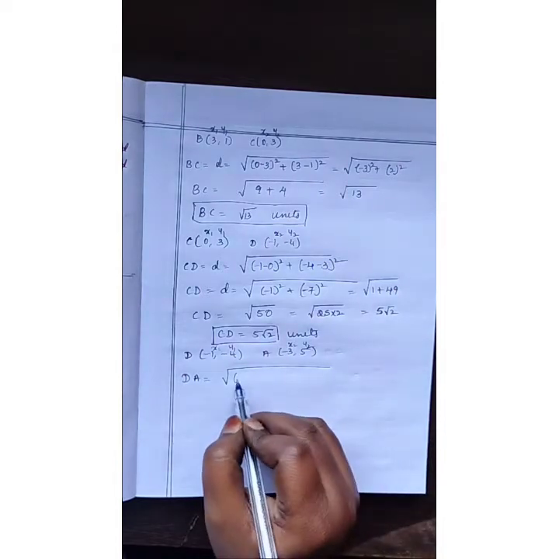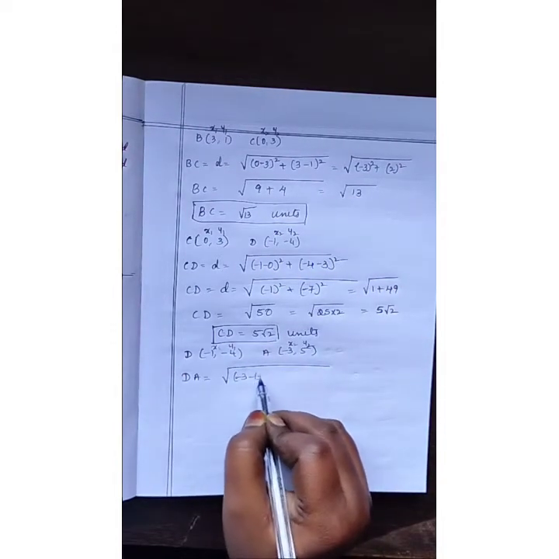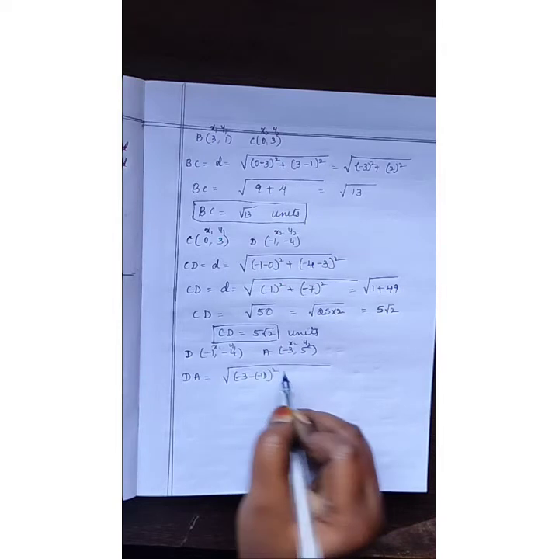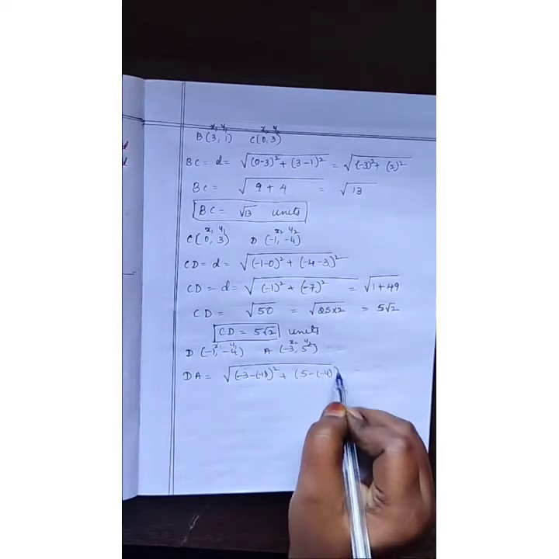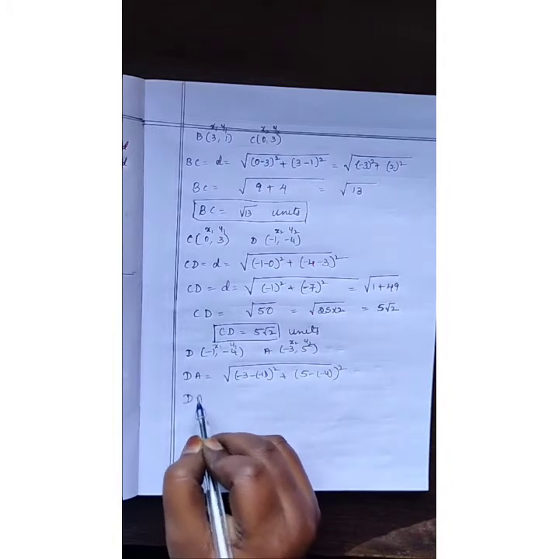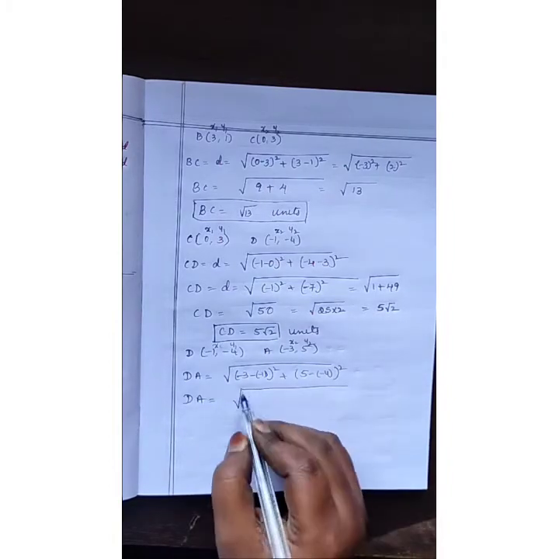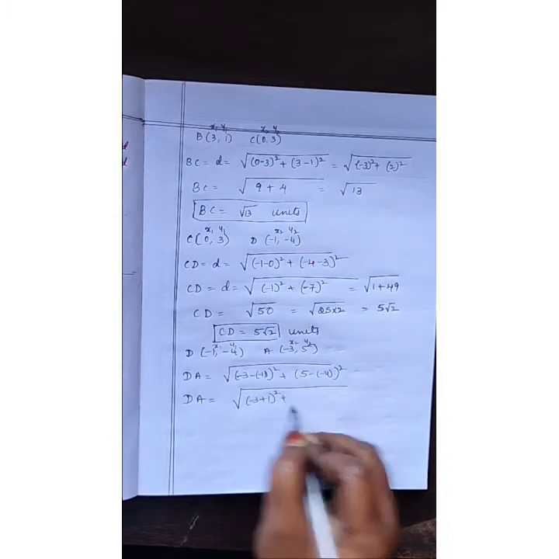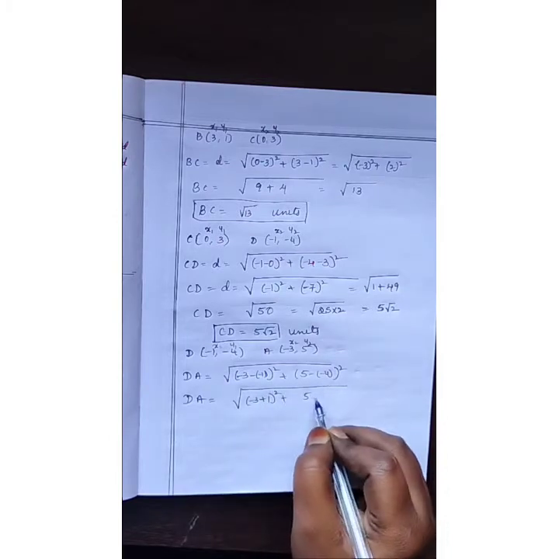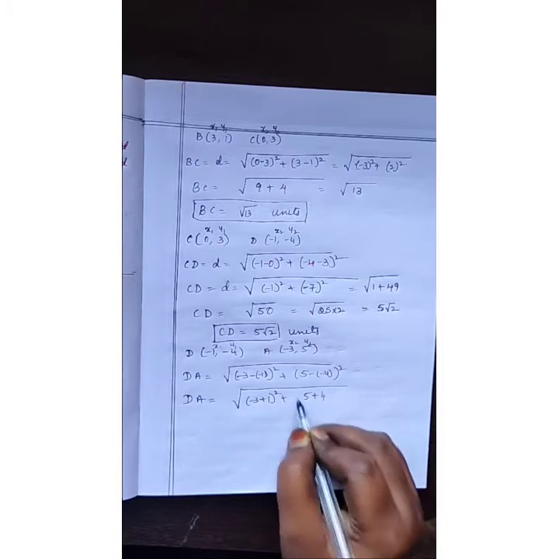x2 value is how much? -3. x1 value is -1, whole square. y2 value is 5 and y1 value is -4. Okay. DA equal to root of (-3 minus into minus, plus 1) whole square, plus (5 minus into minus, plus 4) whole square.